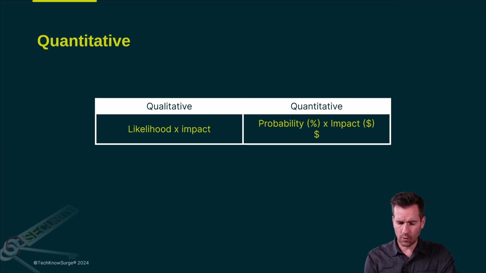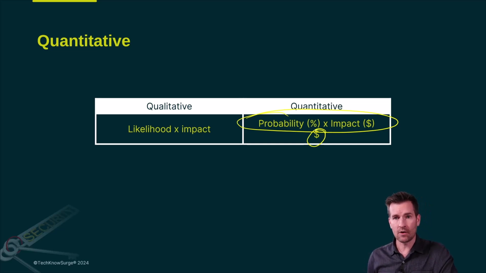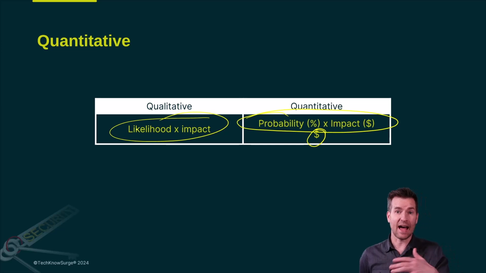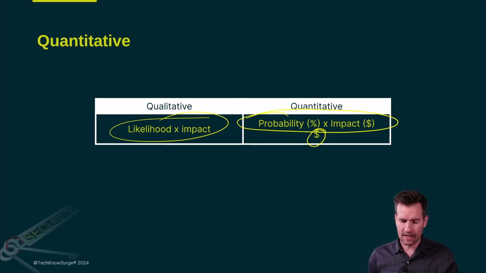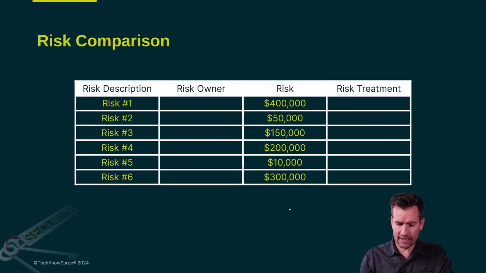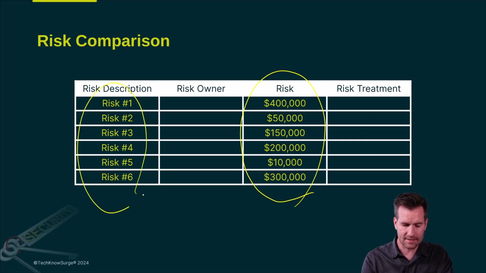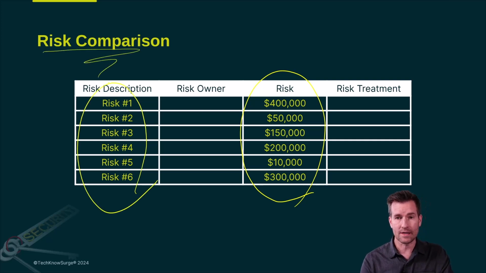In our example here, we're taking a probability, a percent, times the impact to create a dollar amount, versus something like a likelihood and impact where we're just selecting high, medium, and low from a list. So we're getting to the actual dollar amount. What's great about this is it really drives home what the risk is of our specific risks. It's a great way to do risk comparison.